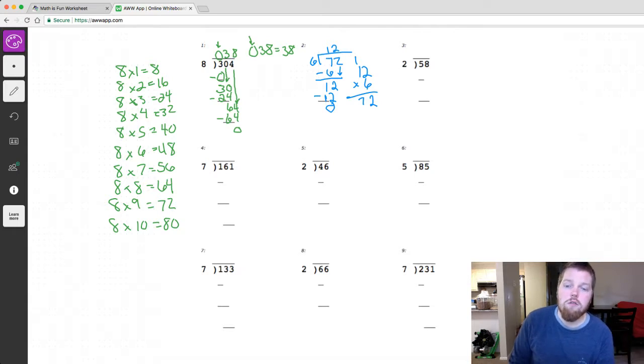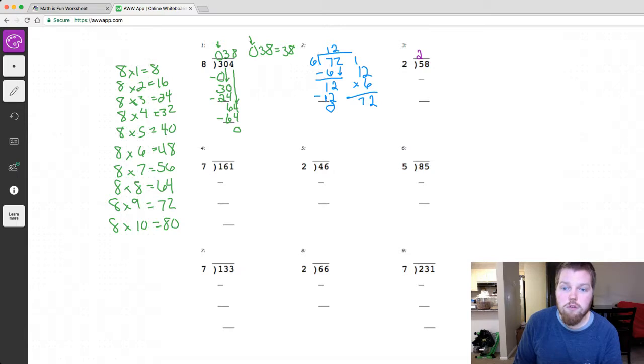All right, so next problem, can 2 go into 5? Yes, it can. How many times without going over? 2 times 2 is 4, and 2 times 3 is 6. So we're going to have 2, because that's the closest without going over. We'll put it over the 5.